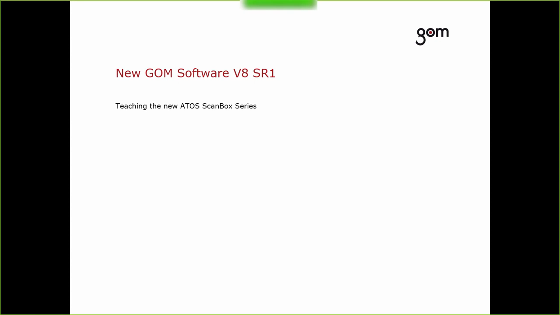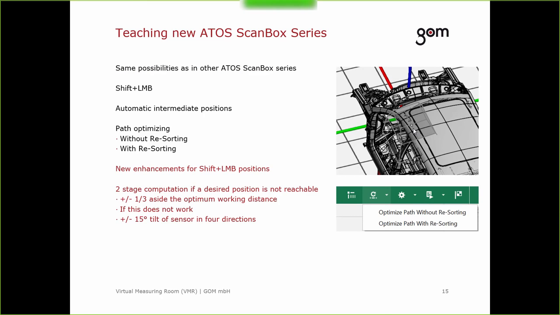The next topic is teaching the new ATOS ScanWorks series. In the new ATOS ScanWorks series, you will still have the same possibilities at hand when teaching, and this teaching will include the use of Shift and the left mouse button to position the sensor, the automatic intermediate positions inserted by the software, and the functions to optimize the path with or without resorting. Plus, you will have an exciting new enhancement of the Shift and left mouse button positioning, the so-called two-stage computation. The two-stage computation helps us to find better measurement positions.